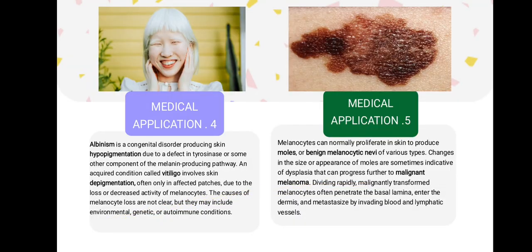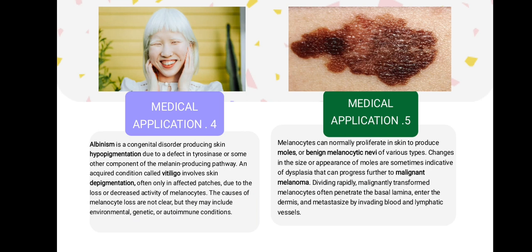Next, we also have medical application number 4, albinism. I am presenting to you possible skin diseases. Albinism is a congenital disorder producing skin hypopigmentation. Diba? I said earlier, hypo means under. It is due to a defect in tyrosinase or some other component of the melanin-producing pathway.